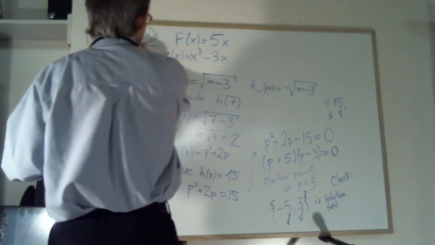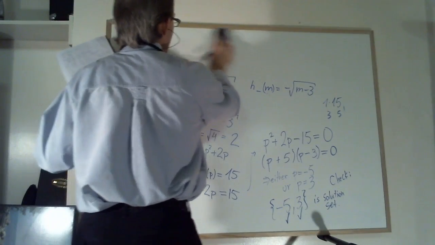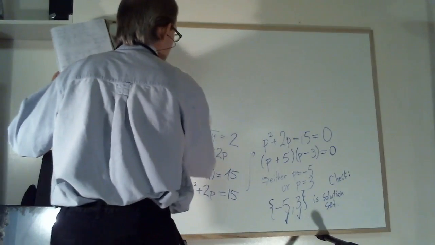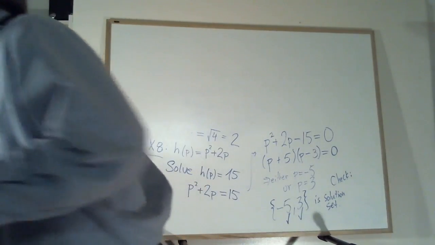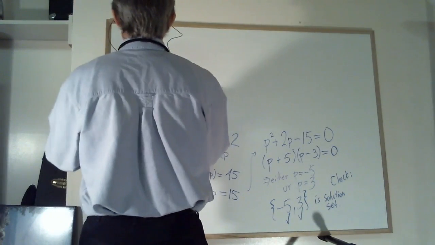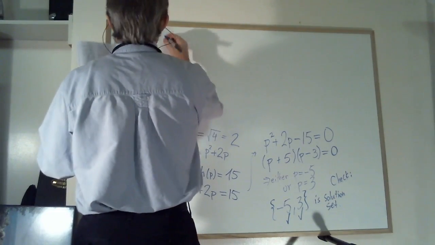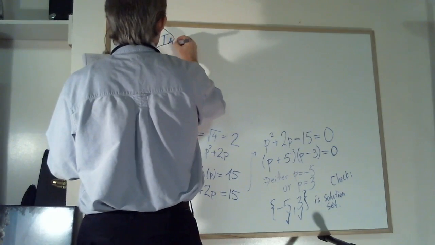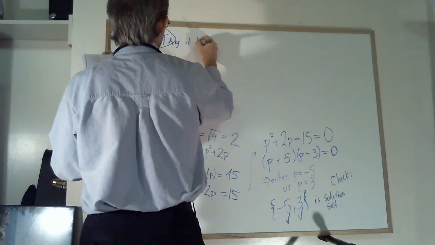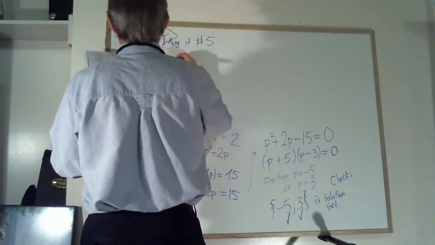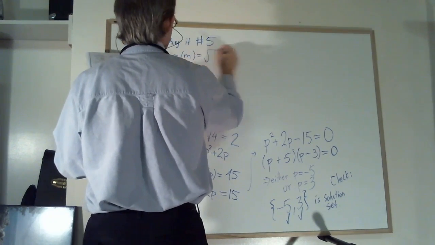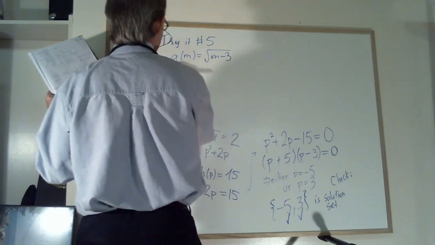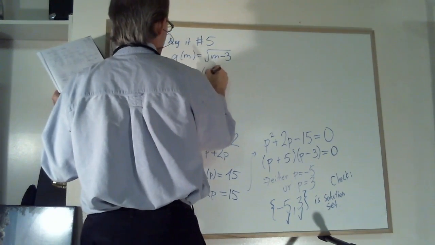Another example would be using the square root function. This should be a review of Math 101 stuff, hopefully, more or less. This is similar to the try it number 5 question in the textbook. g of m is the square root of m minus 3. And I want to solve for g of m is equal to 3.